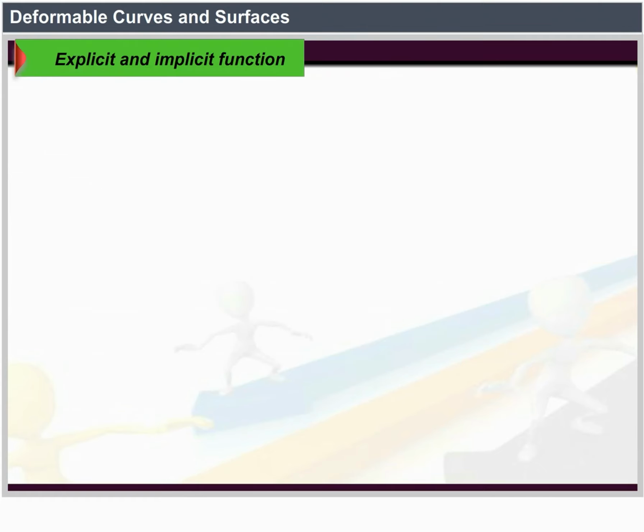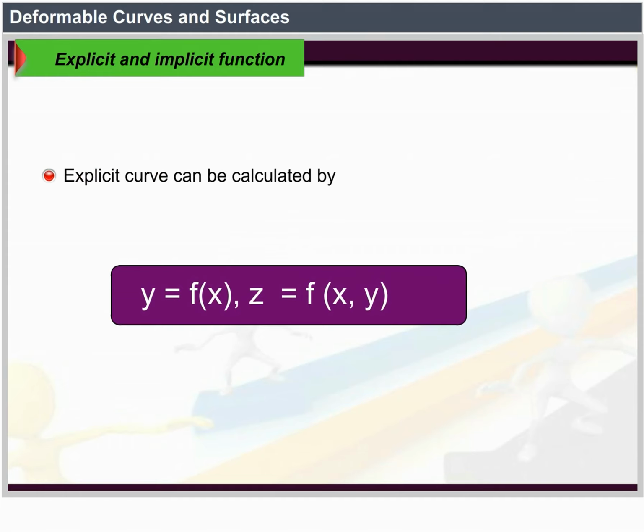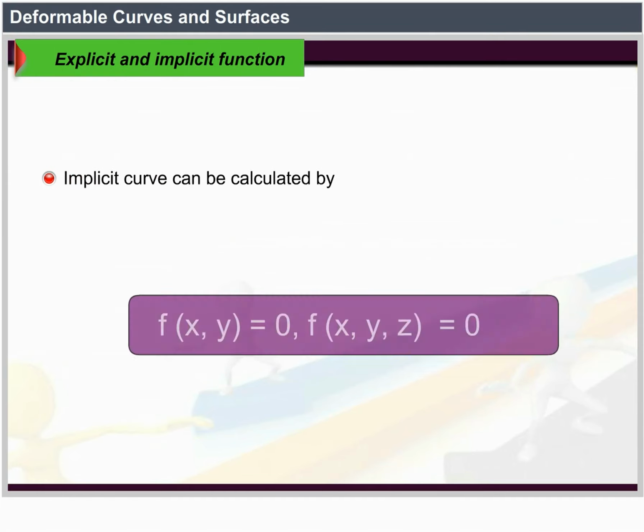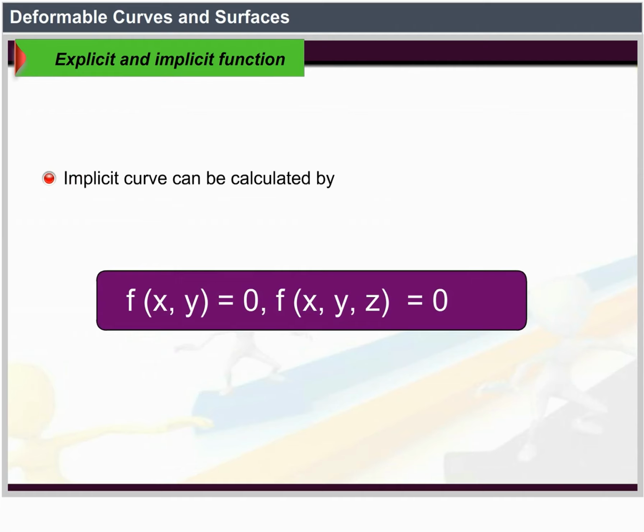Explicit and implicit function. Explicit curve can be calculated by y equals f of x, comma z equals f of x, comma y. Implicit curve can be calculated by f of x, comma y equals 0, f of x, comma y, comma z equals 0. The related parametric equations are shown on screen.